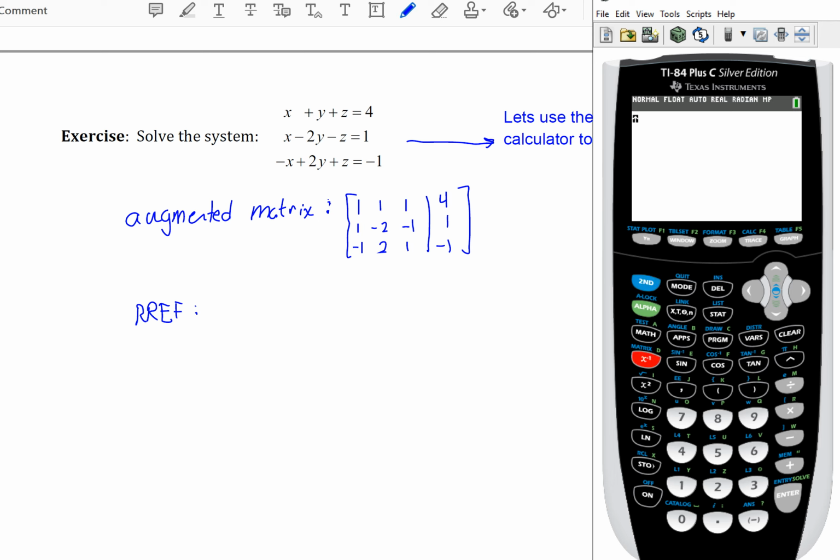Second matrix, edit. Make sure I got this entered right. The first row is 1, 1, 1, 4. Then it was 1, -2. Oops, I'm hitting the wrong sign. I'm hitting a minus. I need to be hitting a negative. So hit the negative button on the bottom. -2.